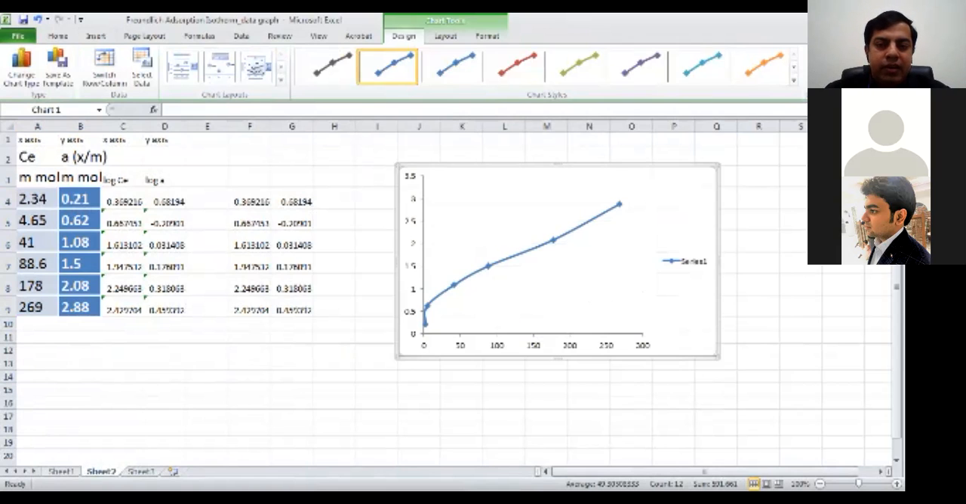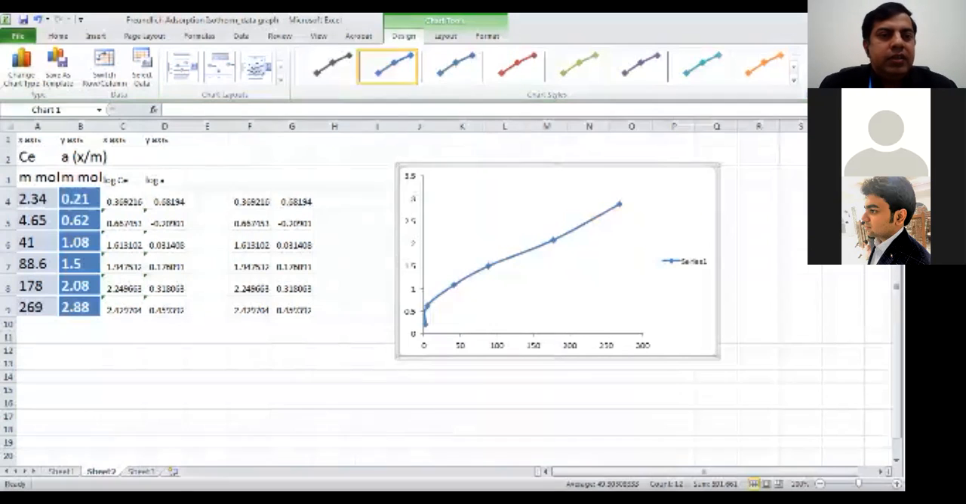But here you cannot calculate the k and n. For this you have to plot a straight line equation. That's why we have calculated the values in logarithm. If you plot log CE and log A, meaning log x over m, that will directly give you the straight line with the intercept, and then you can calculate the Freundlich adsorption constants, and this will give you the idea of how to verify the Freundlich adsorption system.